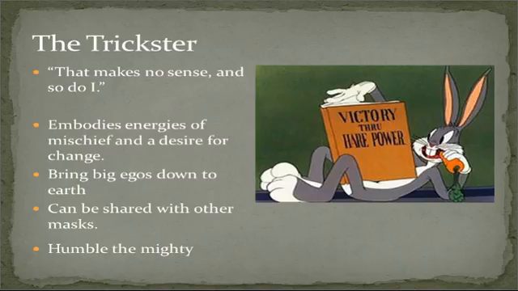Next archetype is the Trickster. Little quote from Vogler's book. That makes no sense, and so do I. And there's Bugs Bunny sitting there talking about victory through hair power. The idea of a trickster archetype embodying energies of mischief and a desire for change. They're going to be your comic relief. They're there to bring the big egos down to size. It can be shared with other masks. The trickster's job in the story is to humble the mighty, to bring the story itself back down to size, to not let us take the story too seriously, to not let us take life too seriously.